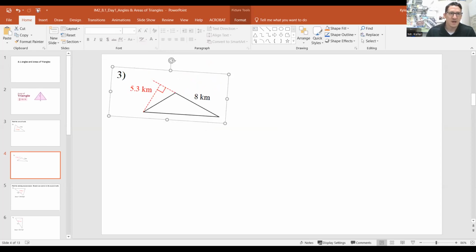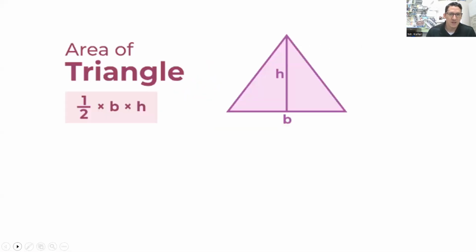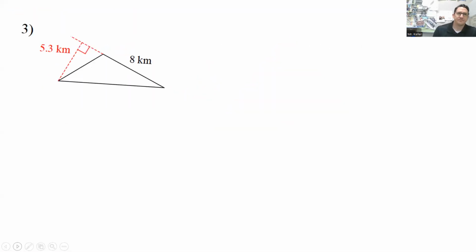So let's go back to our problem here. So the area, again, is base times height divided by 2. And this one, the base is 8, the height is 5.3, and we divide it by 2. So 8 times 5.3 divided by 2 is 21.2.